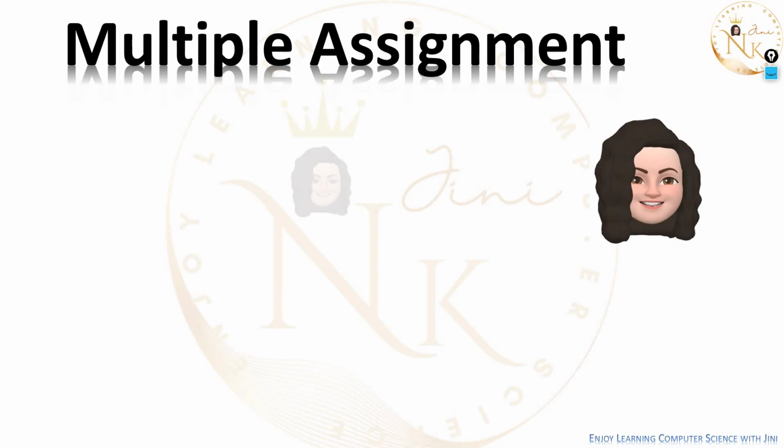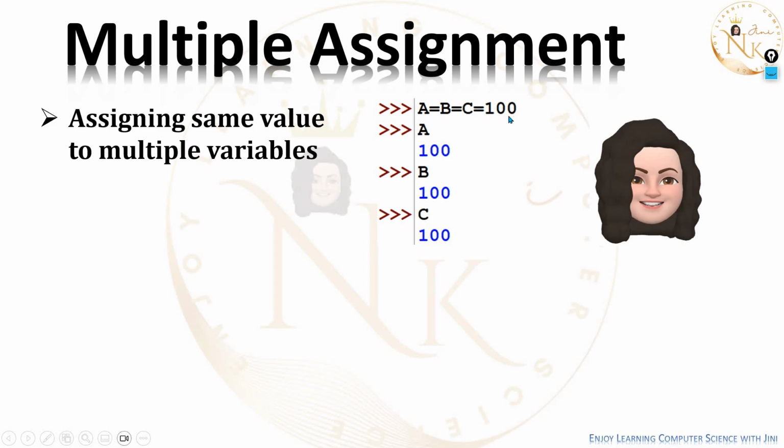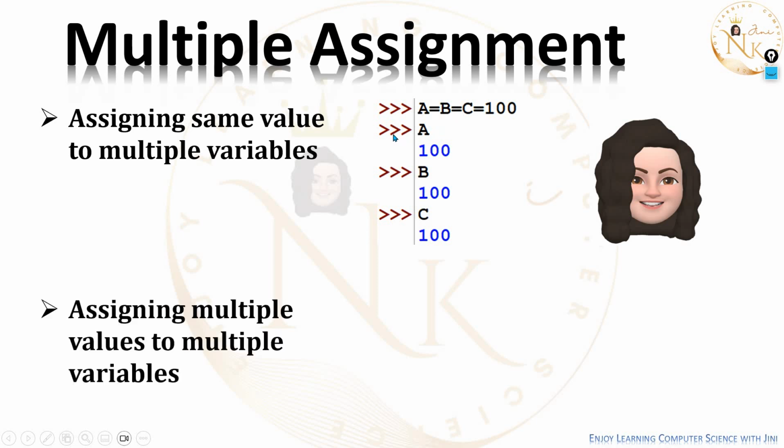Multiple assignment. It is possible to assign multiple values to multiple variables or a single value to multiple variables. Assigning the same value to multiple variables can be done like this: A is equal to B is equal to C is equal to 100. So now what is A? 100. What is B? 100. C is equal to 100. This is the way you assign the same value to three different variables. It can be 4 or 5 also. Now assigning multiple values to multiple variables.